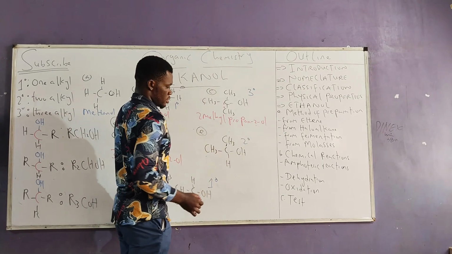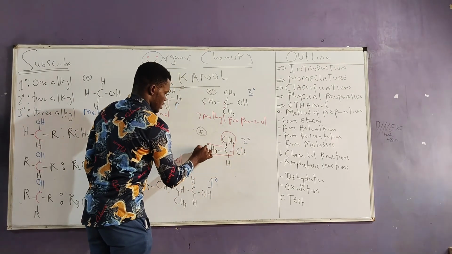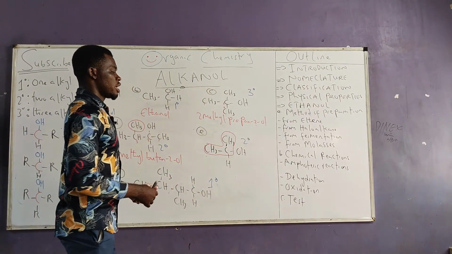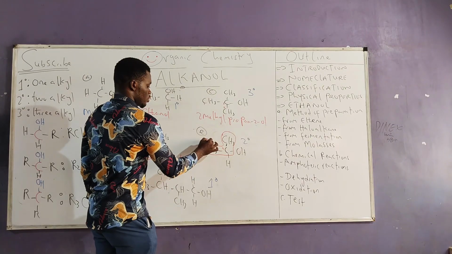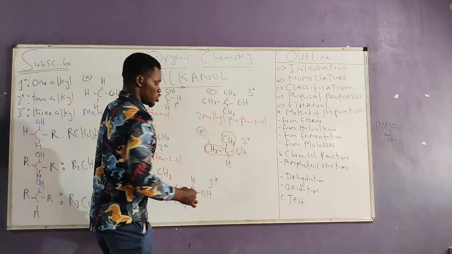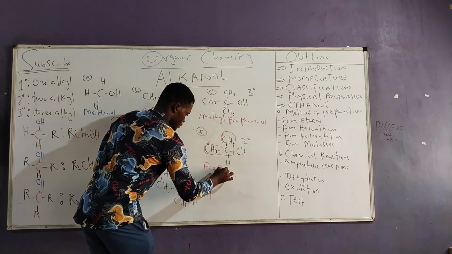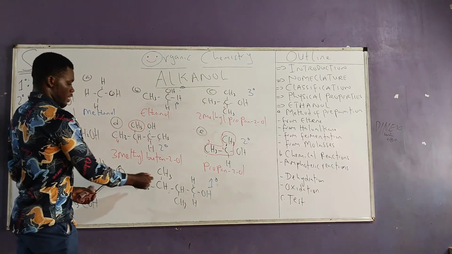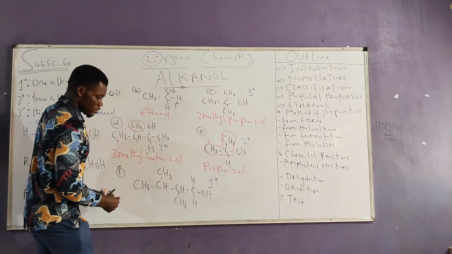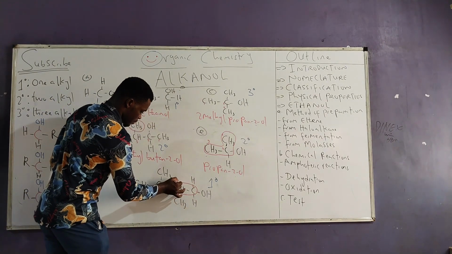What about this one? This is our longest continuous carbon, obviously. There is no branch, and the OH group is at carbon 2. This is carbon 1, carbon 2, and carbon 3. So this becomes propan-2-ol.